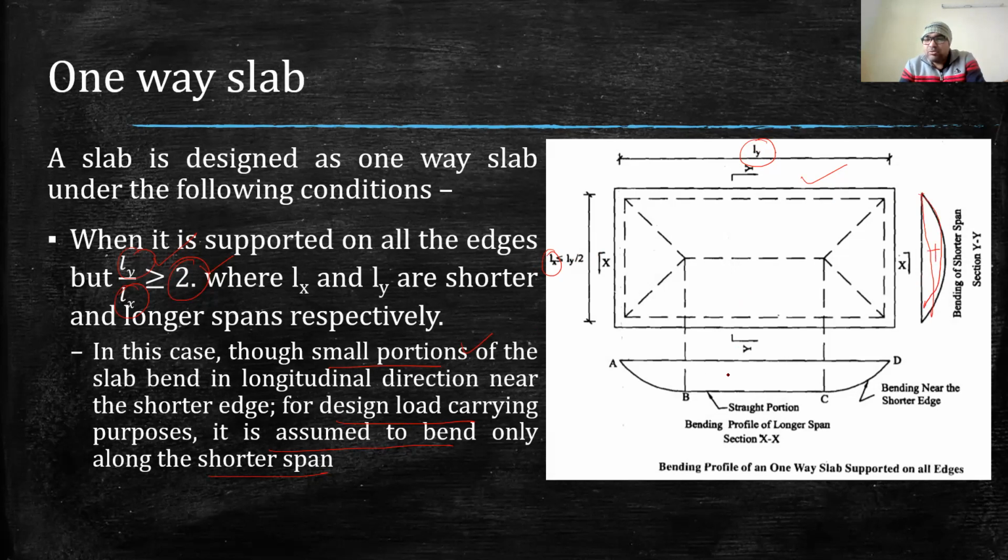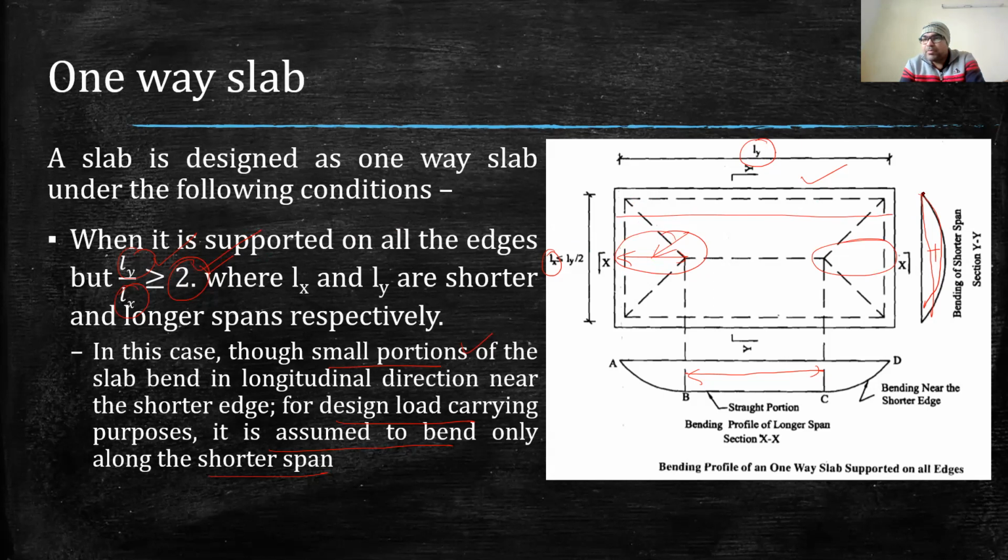Now along the longer span, the bending between this stretch is constant. Bending is occurring between this span only. So generally we avoid this span and we provide temperature reinforcement or secondary reinforcement along the longer span in this case. This temperature reinforcement generally takes care of the bending which is occurring between this span and this span. Which means in the case of a one-way slab, we will assume that bending moment will occur only along the shorter span in this condition.